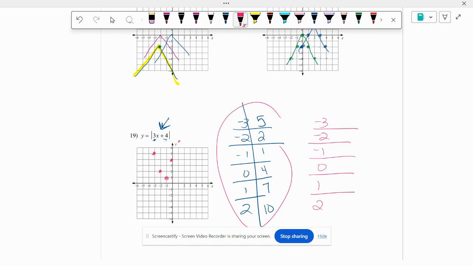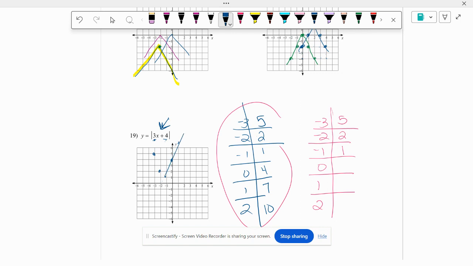Okay, so negative 9 plus 4 is negative 5, positive 5, 2, 1. So I have to have a vertex right here. There's a vertex somewhere in here that I'm not seeing. When x is 0, I'm at 4. And when x is 1, I'm at 7. So I'm going to go off my graph.